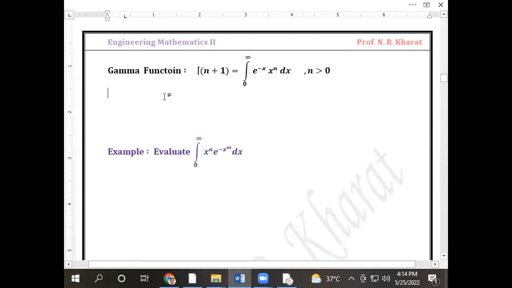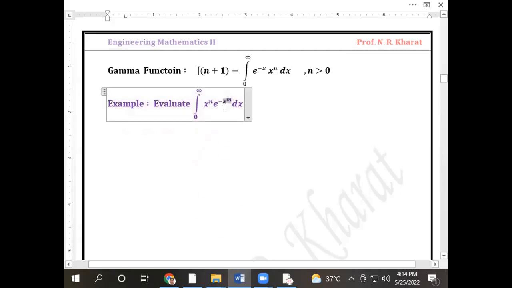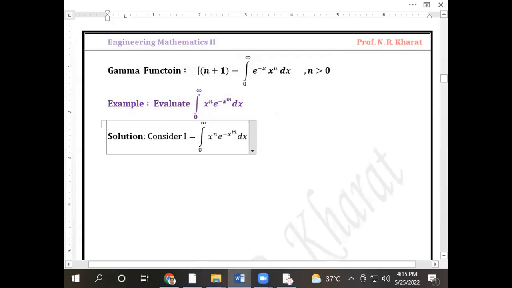What happens when the index of the exponential function is changed? When we compare with the gamma function definition, the x raised to n term is as it is, but the index of the exponential function is changed. Instead of minus x here, minus x raised to m is here. So we have to find such a particular integration by assuming the given integration is equal to I.